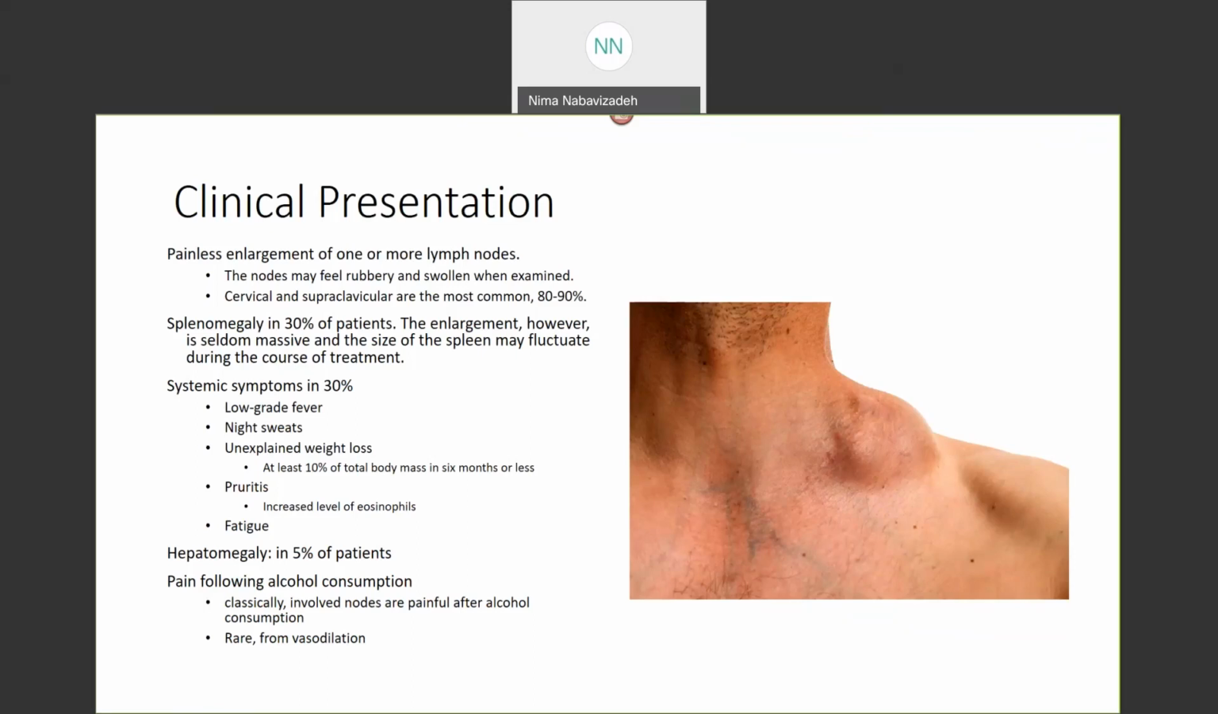Some patients present with pruritus due to increased levels of eosinophils systemically, and many patients present with fatigue. A rare finding for patients with lymphoma is pain following alcohol consumption. I have yet to see this clinically in a patient, but definitely read about it many, many times. And classically, these involved nodes can be painful after alcohol consumption. And this is thought to be due to vasodilation.